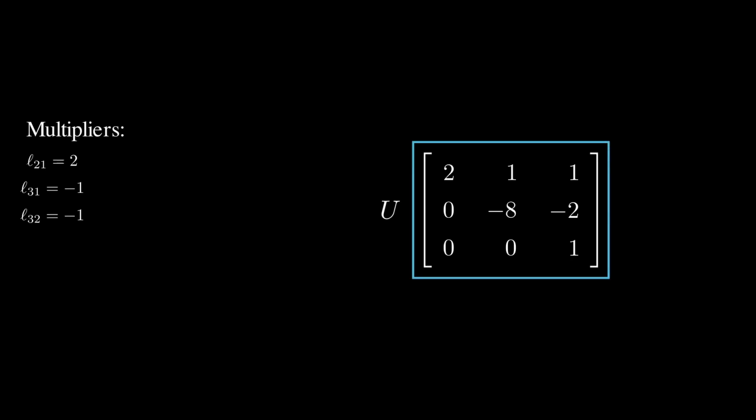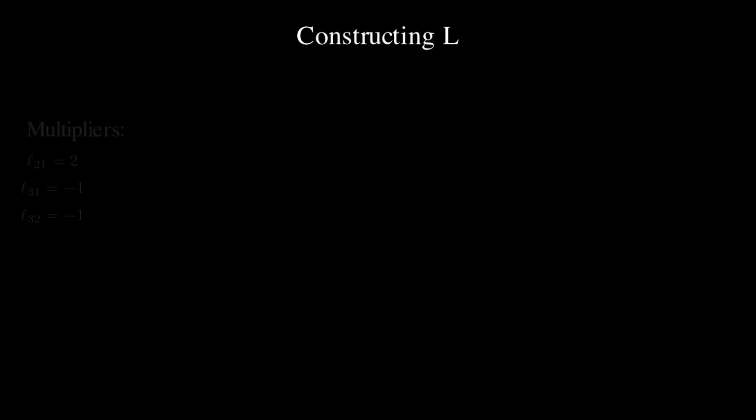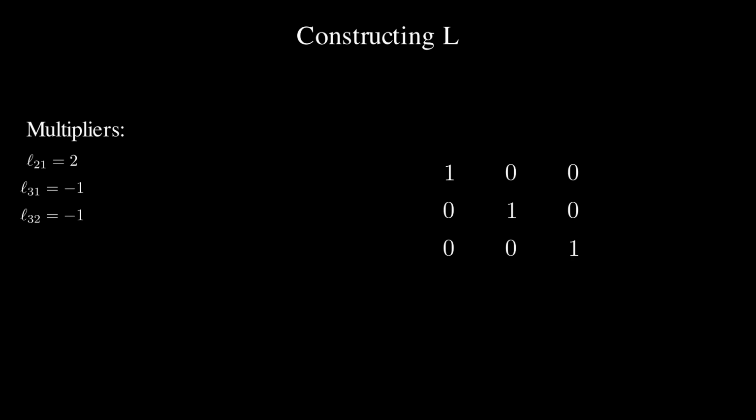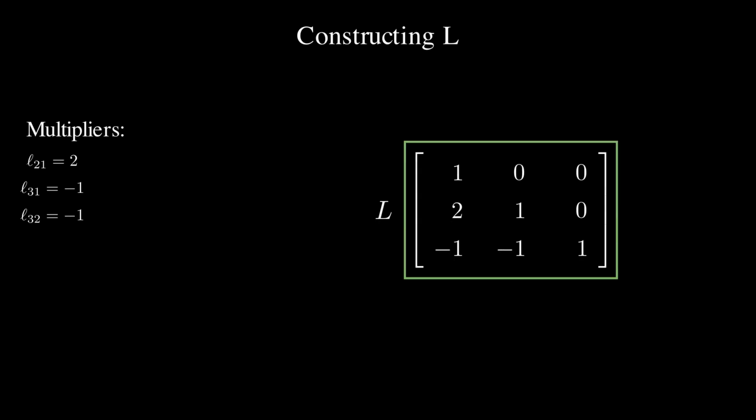Now, at this point, we've found U, and let's go about constructing L in the same way where we first consider the identity matrix. And now let's just take our multipliers and plug them in respectively, being 2, -1, and -1. And now we found a valid LU.